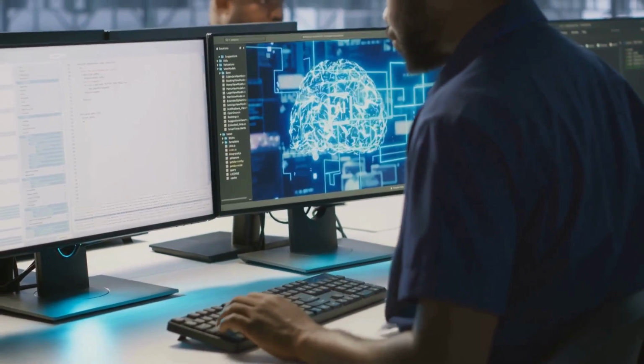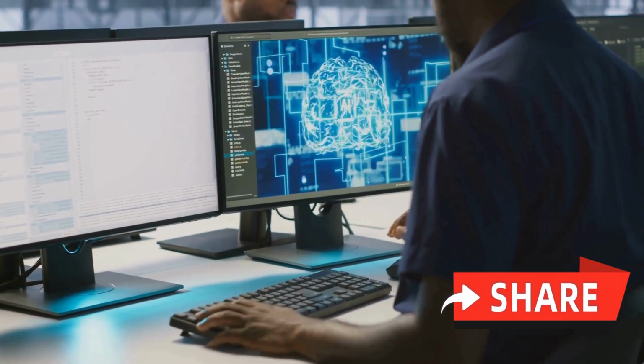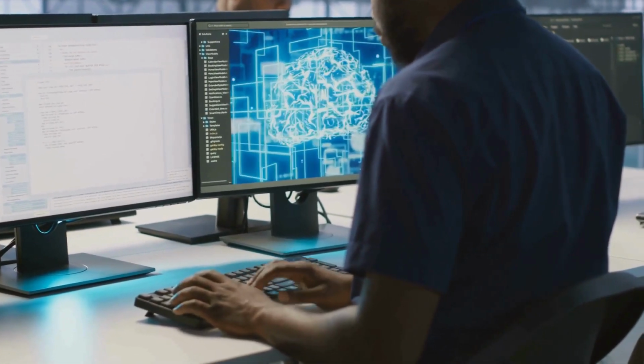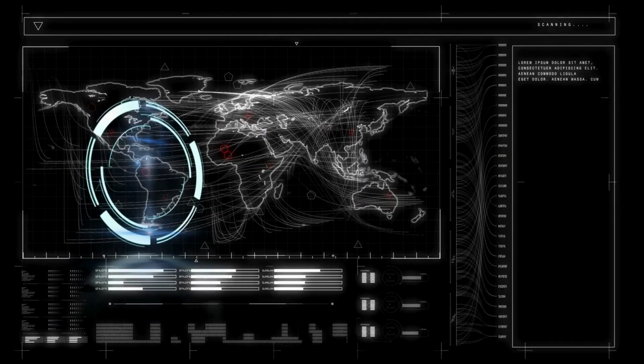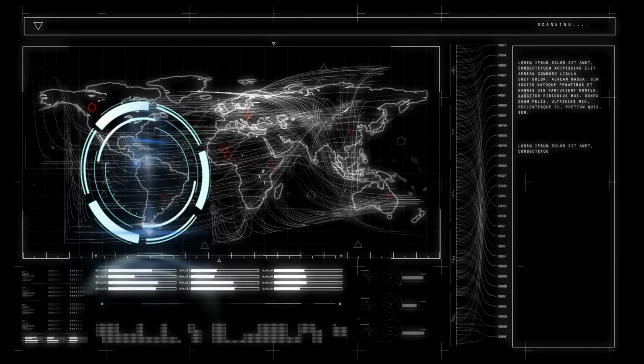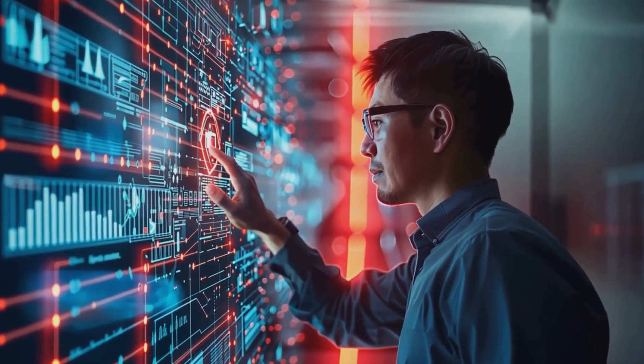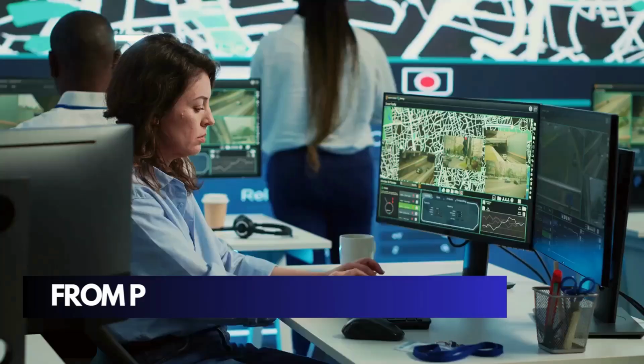It involves developing intelligent algorithms that can analyze vast amounts of data, learn from patterns, and make predictions or decisions. When we combine AI with GIS, we are essentially giving our maps a brain. This means we can now analyze spatial data in ways that were previously unimaginable.